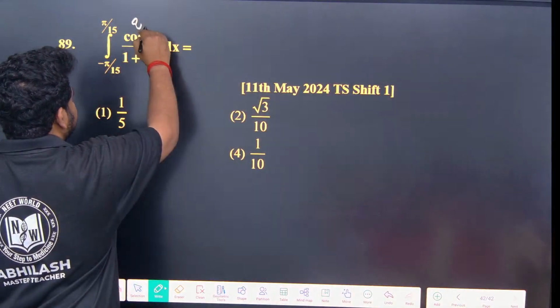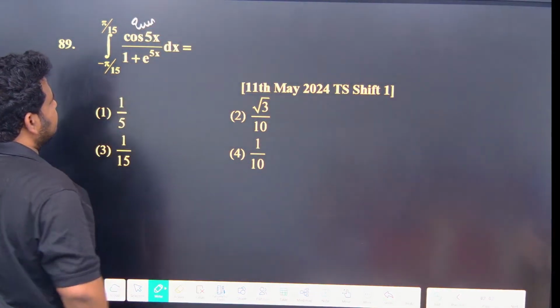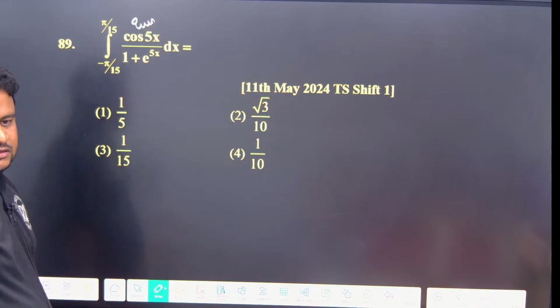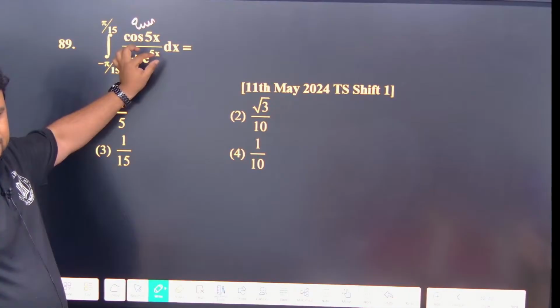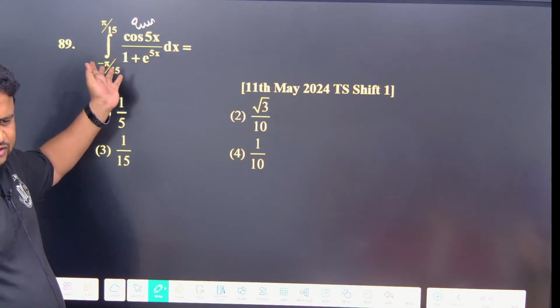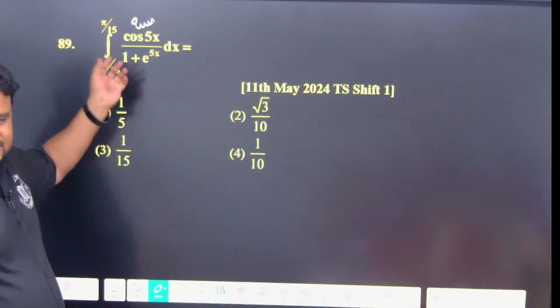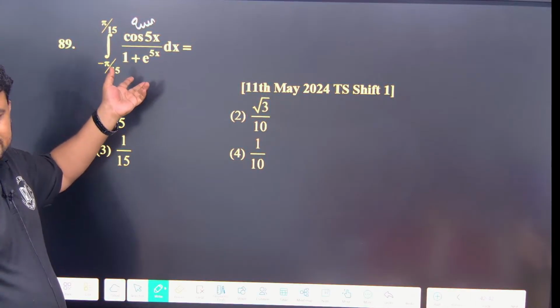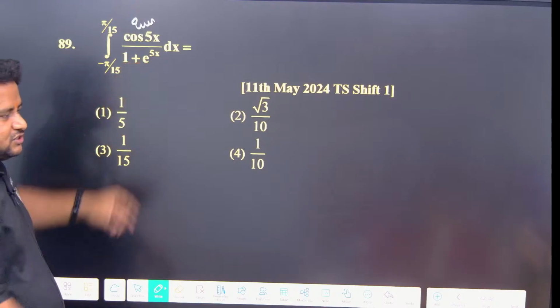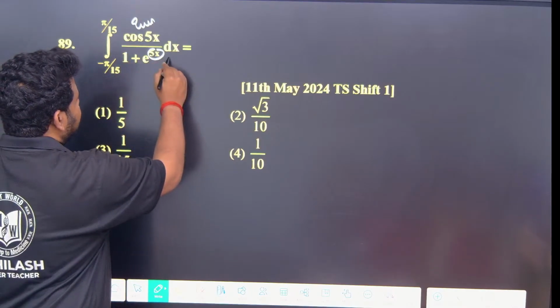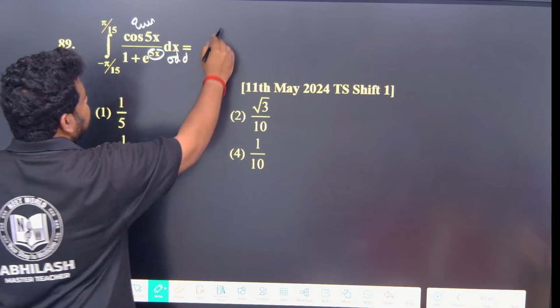Now 1 plus e power 5x. Don't worry about e, I am talking about 5x. Is 5x odd or even? Odd. Forget about 5, no need to worry about the constant. x is an odd function, x square is even, x cube is odd. So x is an odd function, so 5x, the entire thing, will become an odd function. So this one I can write as what now?